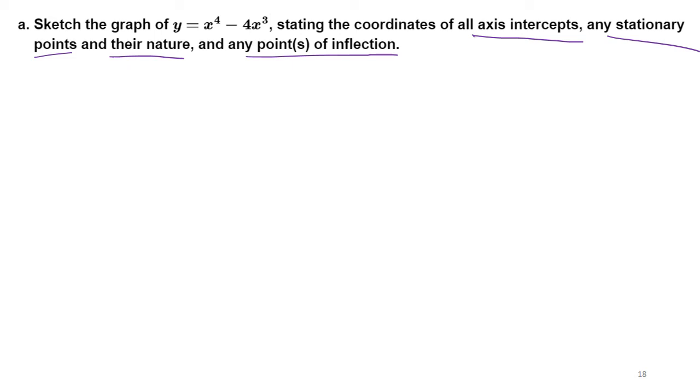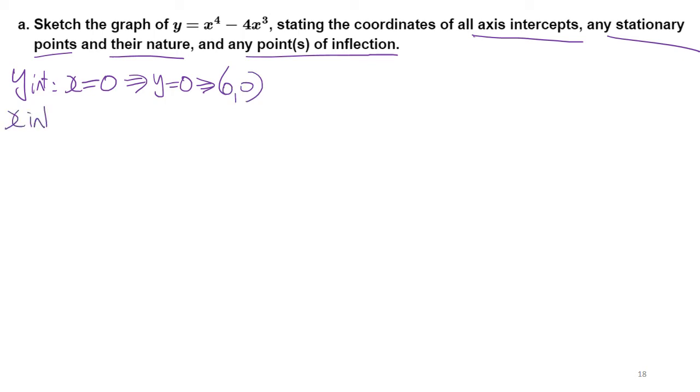X and y-intercepts are easiest to find. Let's find the y-intercept first. The y-intercept occurs when x equals 0. In this case, if x equals 0, y equals 0, because we just sub in x as 0. Therefore, the y-intercept is at (0, 0).